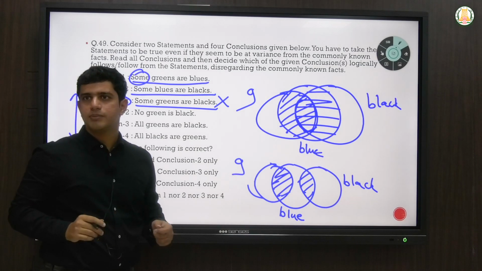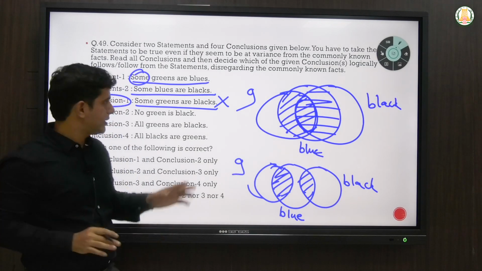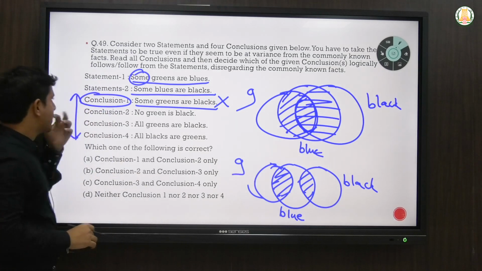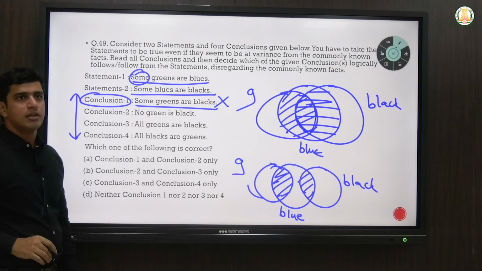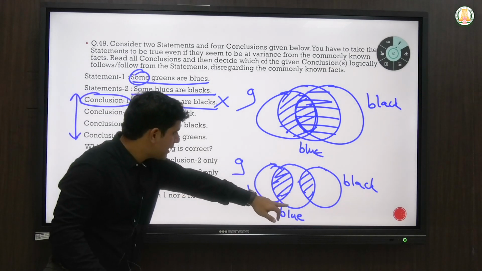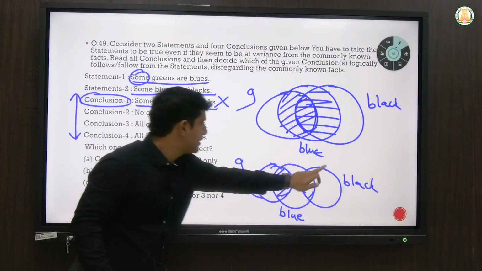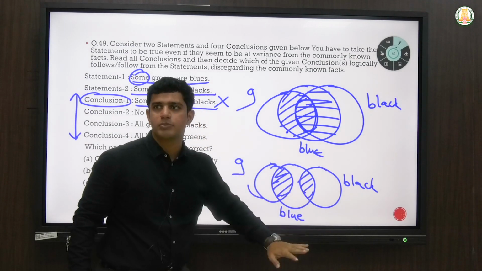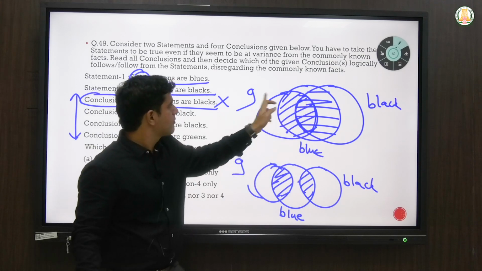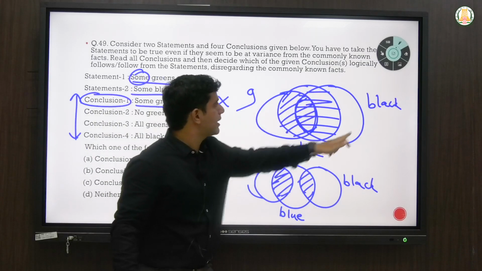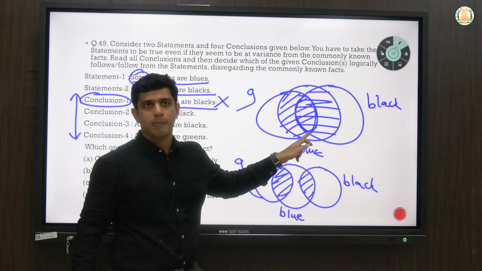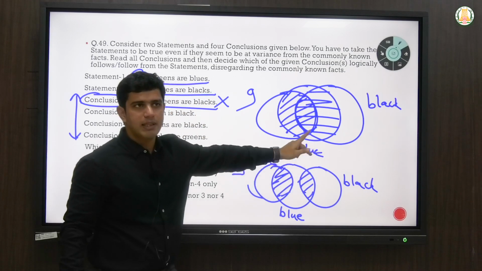Okay. Any confusion? A little tricky, but yes, this statement is wrong. Second, he says no green is black. Again, in this particular scenario, green and black have nothing in common. But if you see this diagram, the green circle and the black circle have something in common. So this is a possibility again.